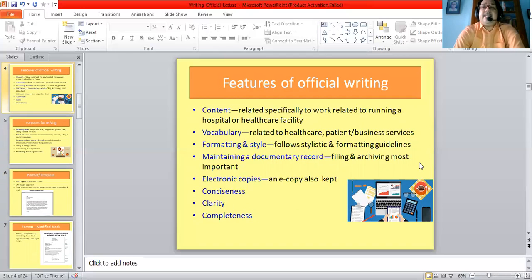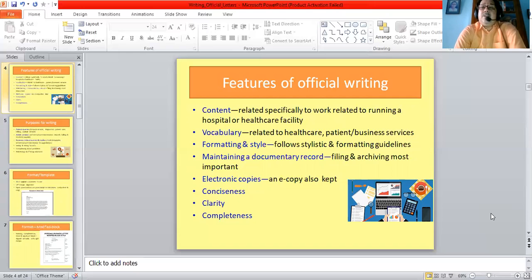Now, before we look at the templates or the formats, first of all, I think we should try and recognize what the features of official writing are or what they might be. First of all, as far as the content is concerned, it is related strictly to the work of running the hospital or the healthcare facility which you are managing or taking care of. So the content is specifically work related. Yes, and that is what you shall be concentrating on from the beginning to the end of the letter that you are writing, or if it is an email, the email that you are writing.